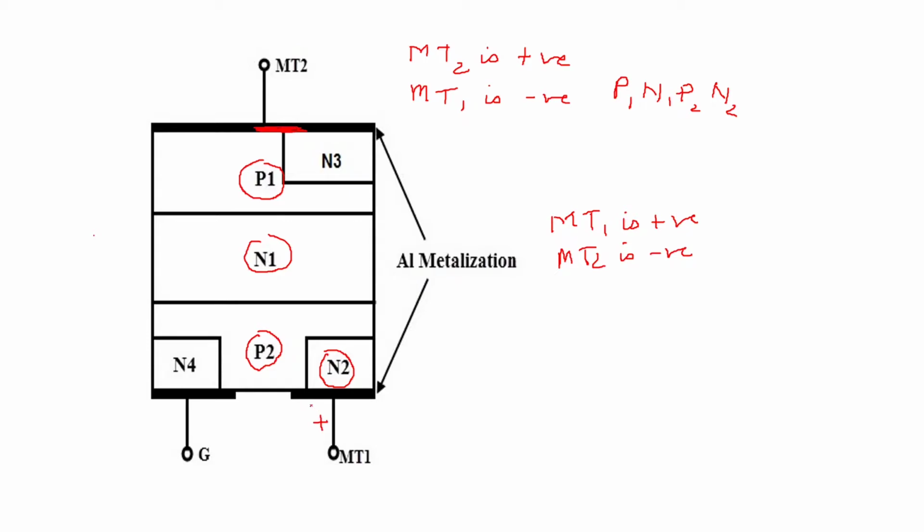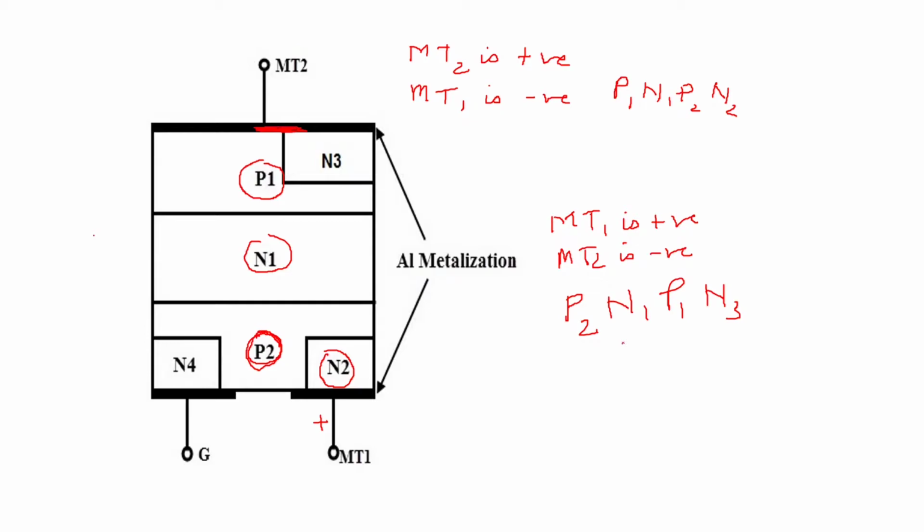Here you can see this metal contact is for N2 and P2, and this contact is for N4 and P2 for the gate. Once MT1 is positive, the effective semiconductor layer will be P2. Then you go from P2, N1, P1, N3. So the flow of current will be P2, N1, P1, and N3. It will be from MT1 to MT2 because MT1 is at higher potential with respect to MT2.